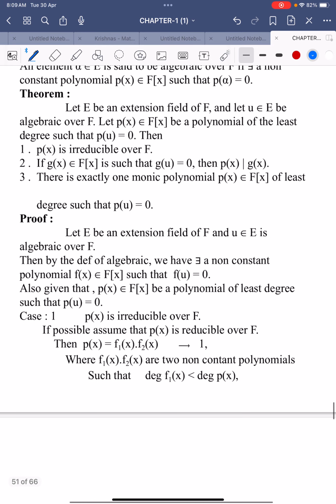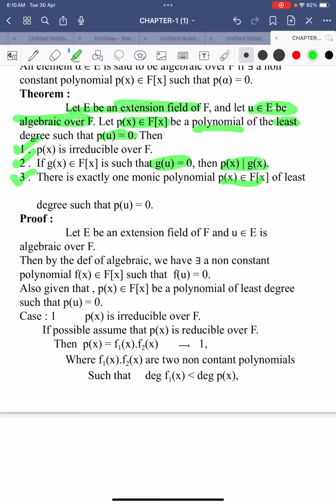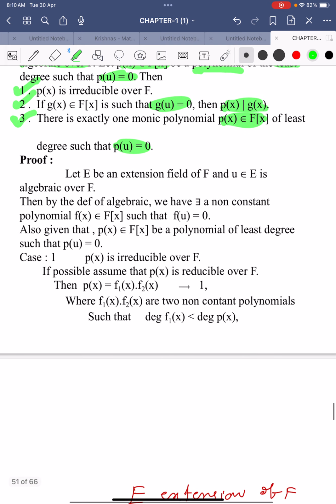Let us see that. Let capital E be an extension field of capital F and u belonging to capital E be an algebraic element over capital F, and p of x belonging to capital F of x be a polynomial of least degree such that p of u is equal to 0. Then there are three conditions. First condition, p of x is irreducible over capital F. Second, if g of x belongs to capital F of x such that g of u is equal to 0, then p of x divides g of x. And third condition, there is exactly one monic polynomial p of x belonging to capital F of x of least degree such that p of u is equal to 0. So we prove this step by step.